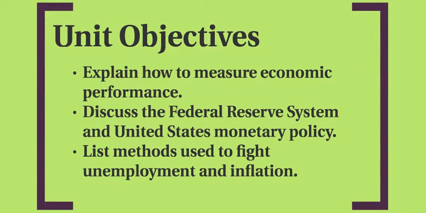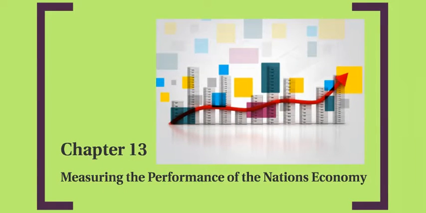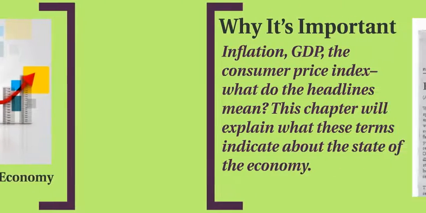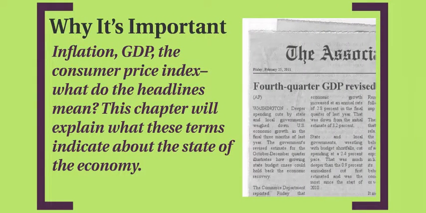Our unit objectives are to explain how to measure economic performance, discuss the Federal Reserve System and United States monetary policy, and list methods used to fight unemployment and inflation. Chapter 13, Measuring the Performance of the Nation's Economy. Why it's important. Inflation, GDP, the Consumer Price Index. What do these headlines mean? This chapter will explain what these terms indicate about the state of the economy.